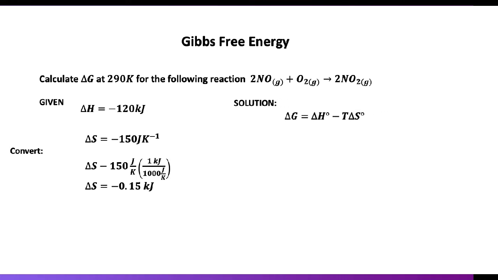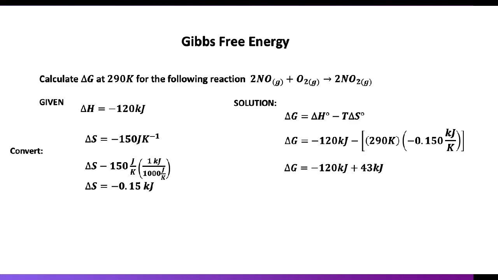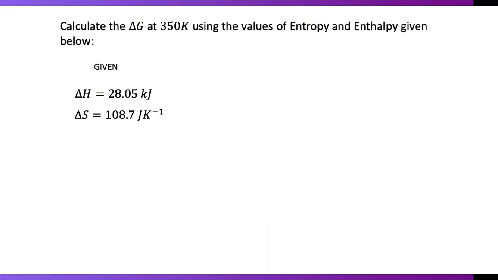So the formula that we will be using is delta G equal to delta H minus temperature multiplied by delta S. So all we need to do is plug in the values that were already given. And we will get delta G equal to negative 77 kilojoules. Now let's try another problem. Calculate the delta G at 350 Kelvin using the values of entropy and enthalpy given below.